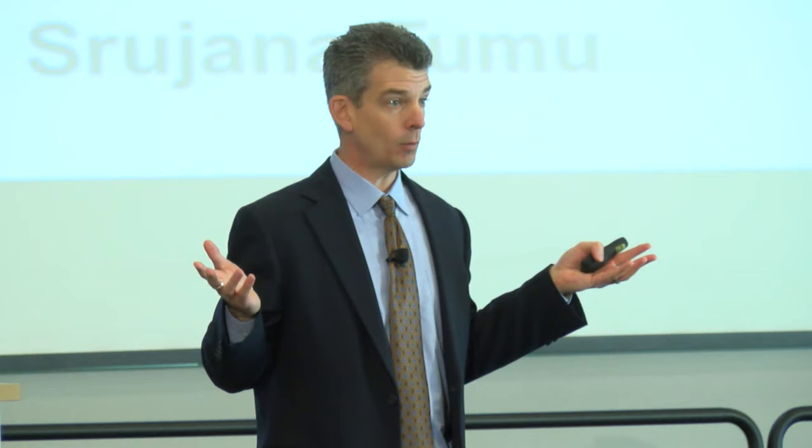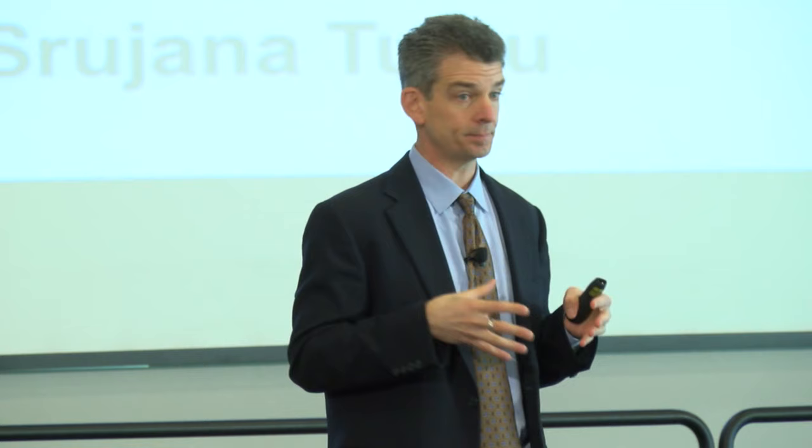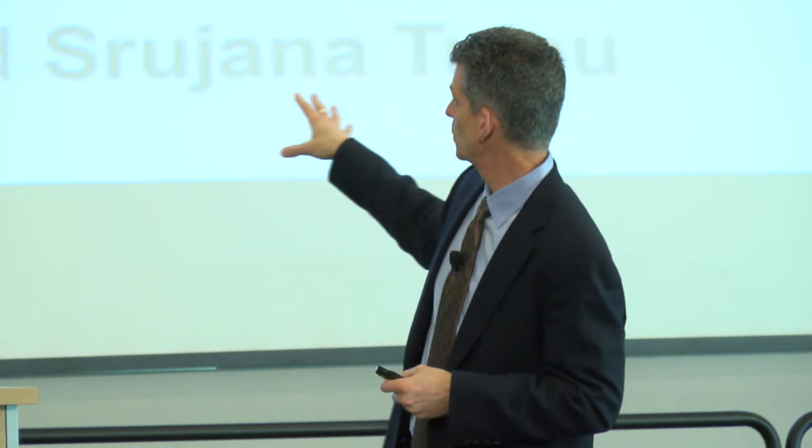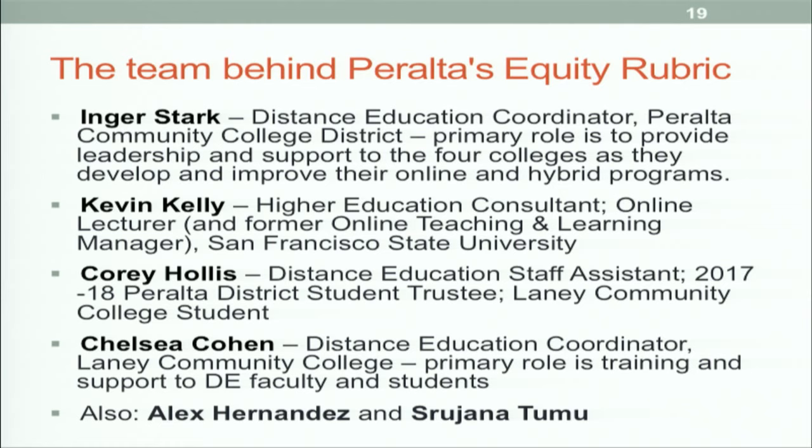And so we decided, well, let's just create one. So we did. And this team here is the group that put that together. I kicked it off with research to make sure that the rubric itself was based on evidence-based practices that show that it helps students achieve. And then the group, Inger Stark, Corey Hollis, who is a returning student with military experience, an African-American young man who was also the student trustee for the district, so the students really knew him well and could give us a lot of feedback about whether or not we were on the right track.